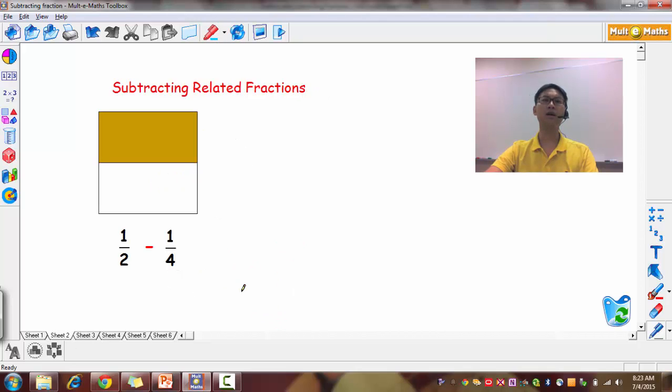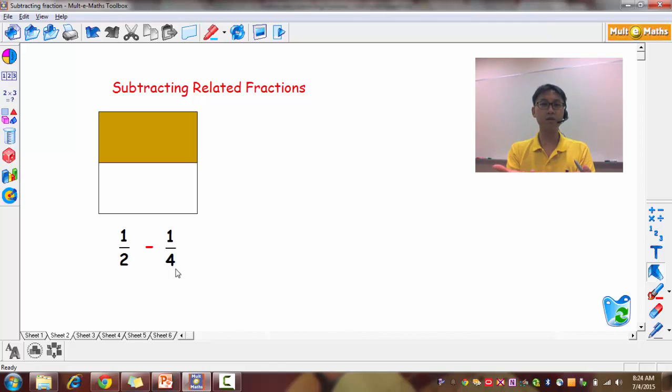So now let's take a look at how we subtract related fractions. So I have half minus 1/4. Now it's difficult. I cannot just take numerator minus numerator because that will give me 0. But if you look at the denominator, this first fraction is in 2 equal parts. My second fraction is in 4 equal parts. The number of equal parts are different, so it's very difficult for me to visualize this or try to subtract this.